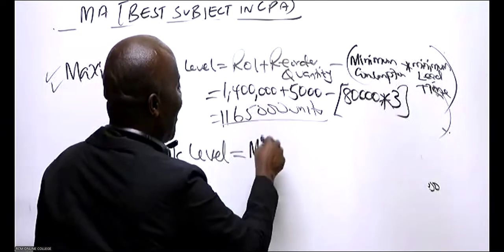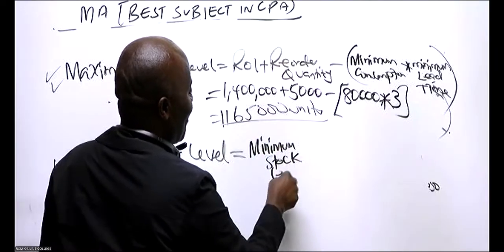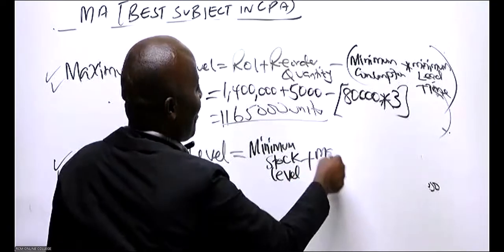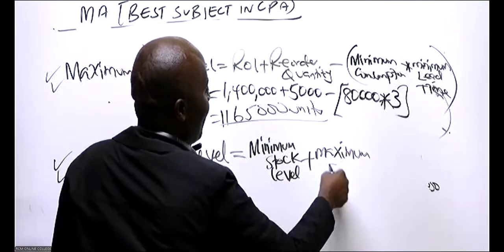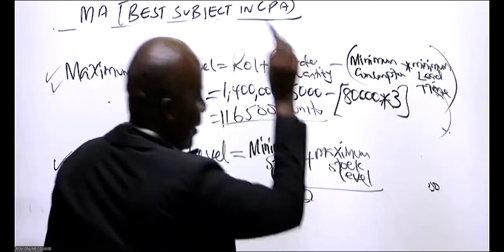So it is minimum stock level, plus maximum. That's so good of you. Plus maximum stock level. And then we divide everything by what here, somebody? By 2.